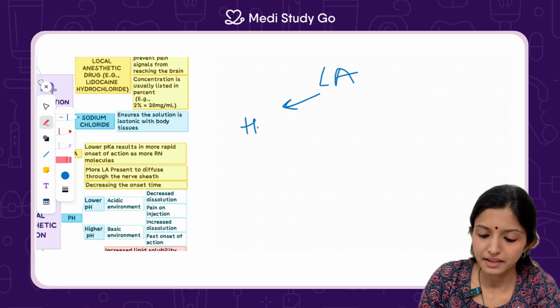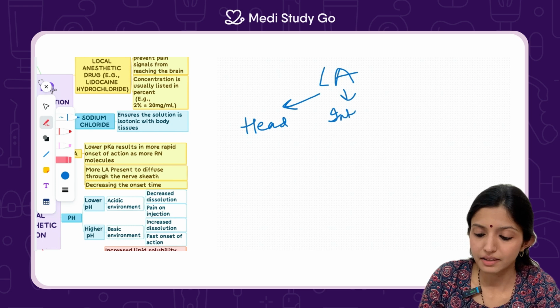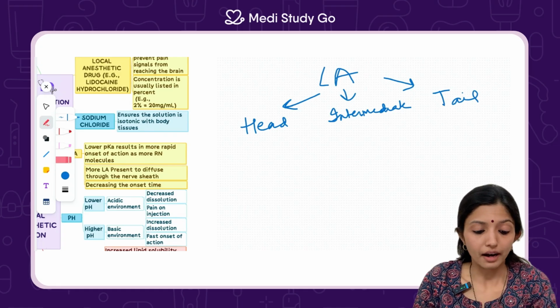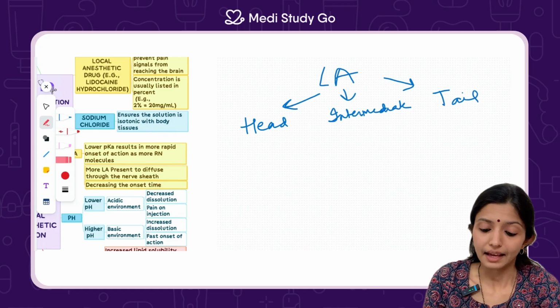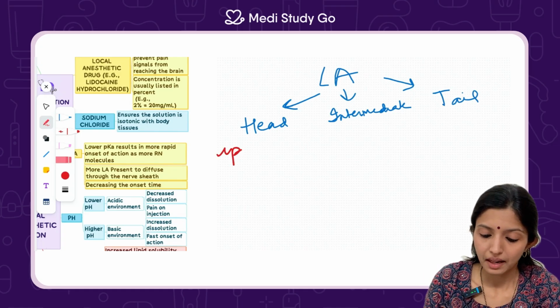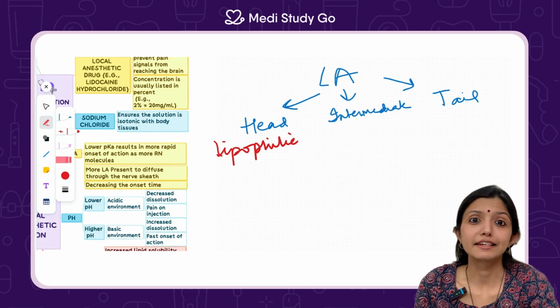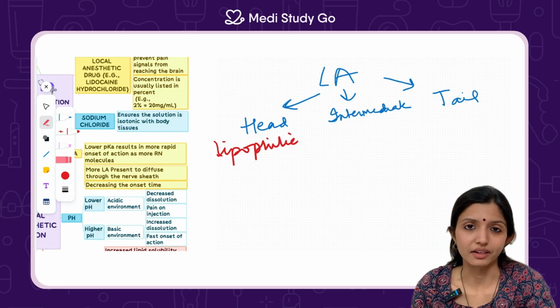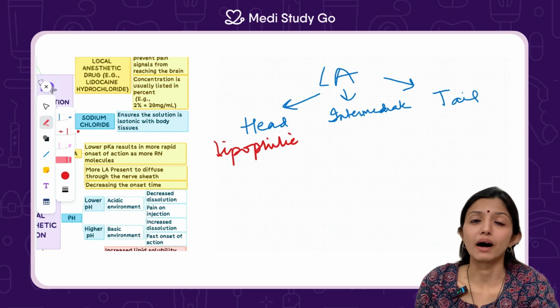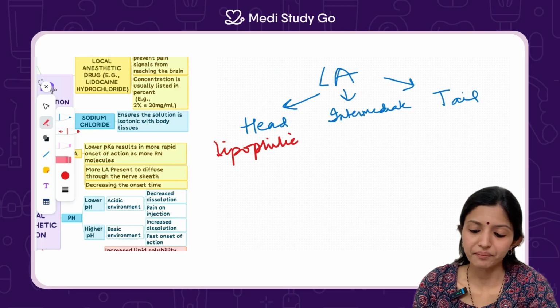First is the head, second is your intermediate part, and third is your tail. Now, in local anesthetics, the head is formed by a lipophilic structure. Lipophilic means lipid loving, fat loving. So, this is the structure which actually binds or passes through your cellular membrane.